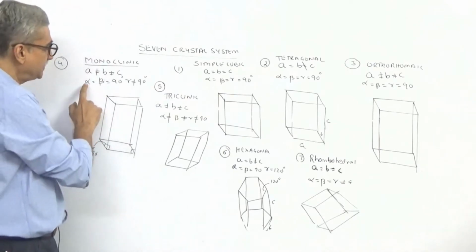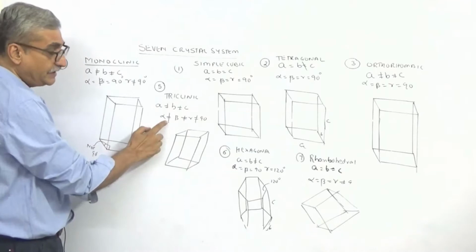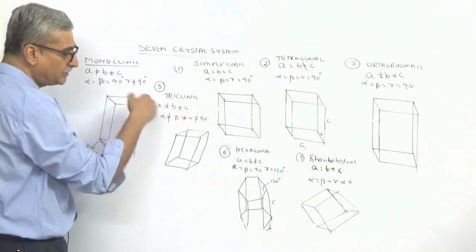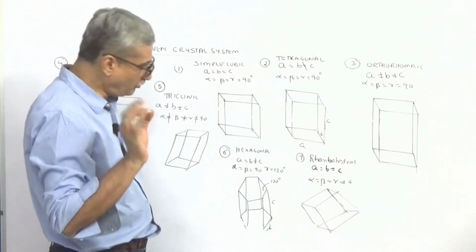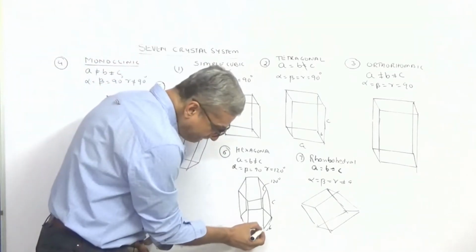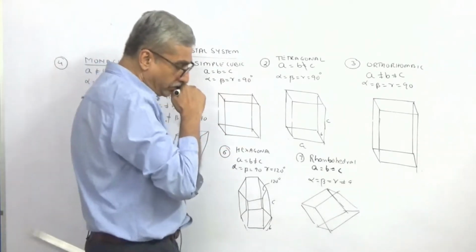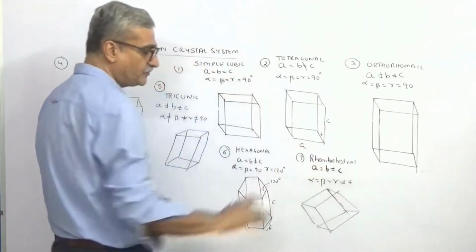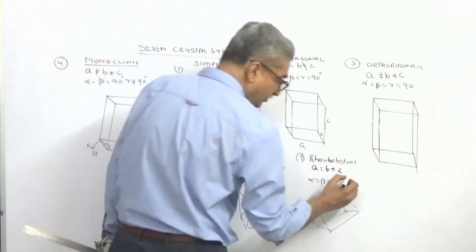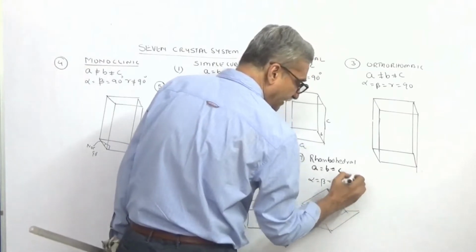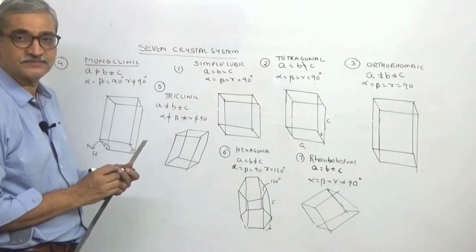Then what happens, alpha is equal to beta is equal to 90, gamma not equal to 90, and here alpha not equal to beta not equal to gamma not equal to 90. Then wherever the angle 120 comes, it is hexagonal. And rhombohedral of course, alpha equal to beta equal to gamma, not equal to 90. So this was what we call the 7 crystal systems.